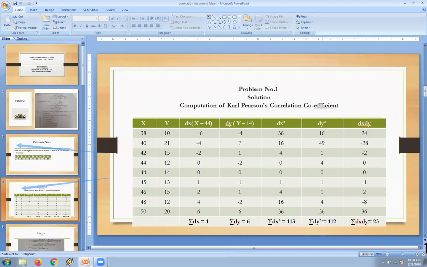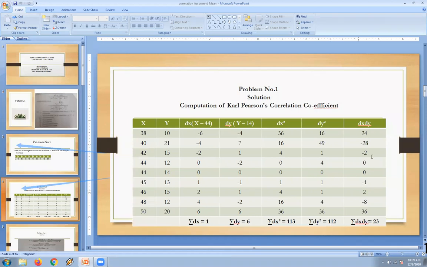Similarly, calculate dy square also. Square all the dy values, then frame the column of dy square. Minus 4 into minus 4 is 16, then 7 into 7 is 49, 1 into 1 is 1, minus 2 into minus 2 is 4, 0, 1, 1, 4, 36. Total all the values of dy square, and it becomes sigma dy square, which is 112.